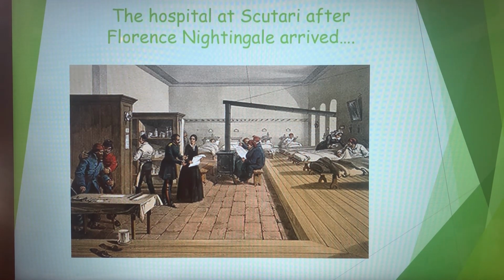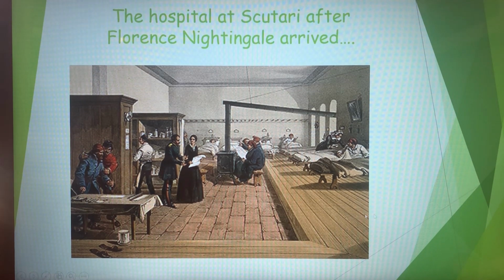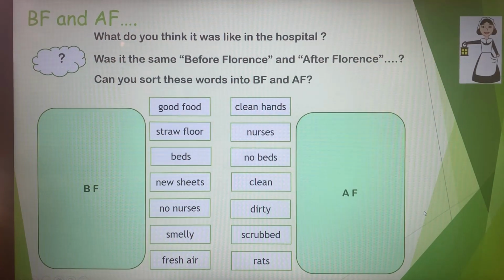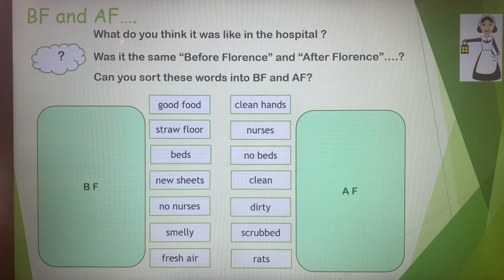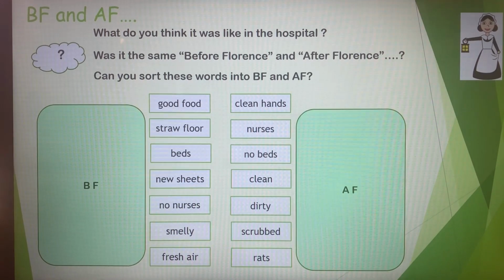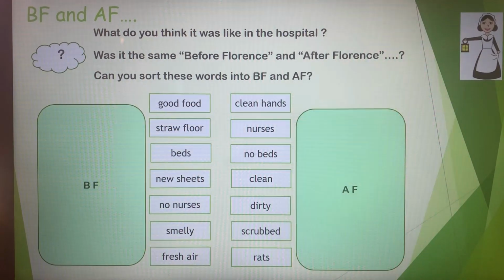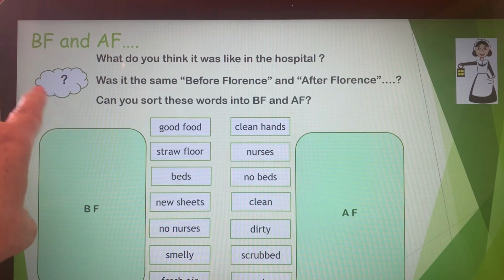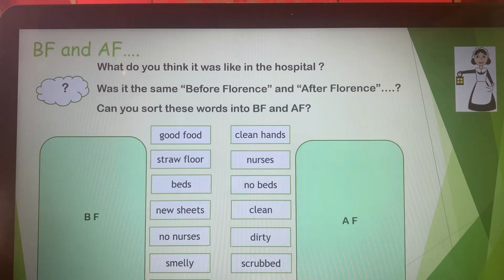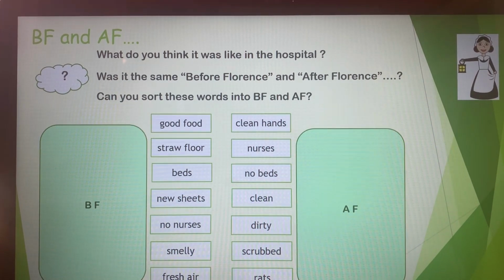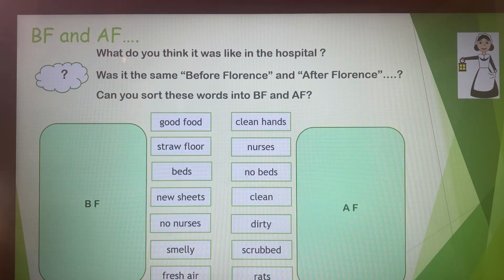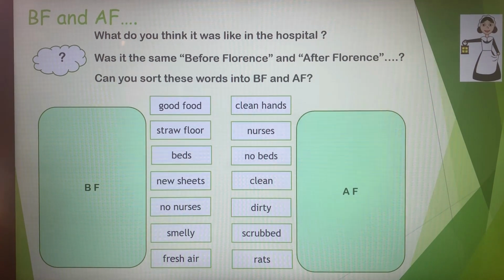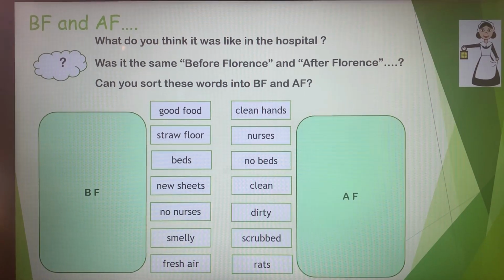So, thinking about those two pictures that you've seen there, and the film that I showed you earlier in the week, maybe you watched the cartoon as well, I'd like you to have a go at this sorting activity. This is called BF and AF, and that stands for before Florence and after Florence. I've asked you to do some thinking. Here's a little thinking cloud, and it says, what do you think it was like in the hospital? Was it the same before Florence and after Florence? Can you sort these words into BF, that's before Florence, and AF, after Florence?